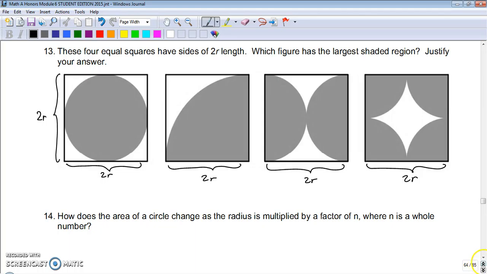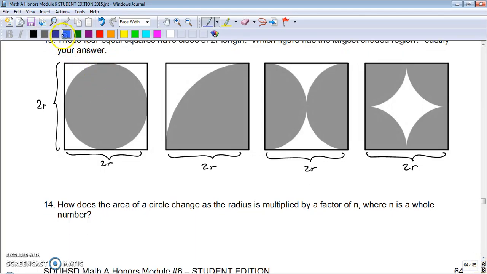So in the first example, we need to find the area of the circle. And so the radius of this circle would be just r. So area equals pi r squared. In fact, that's the area of the first shaded region. Let's look at the area of the second. So in this case, area equals pi r squared.